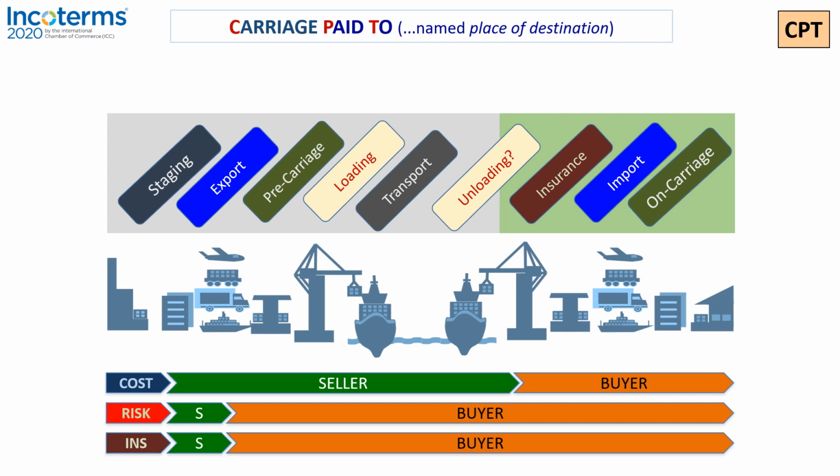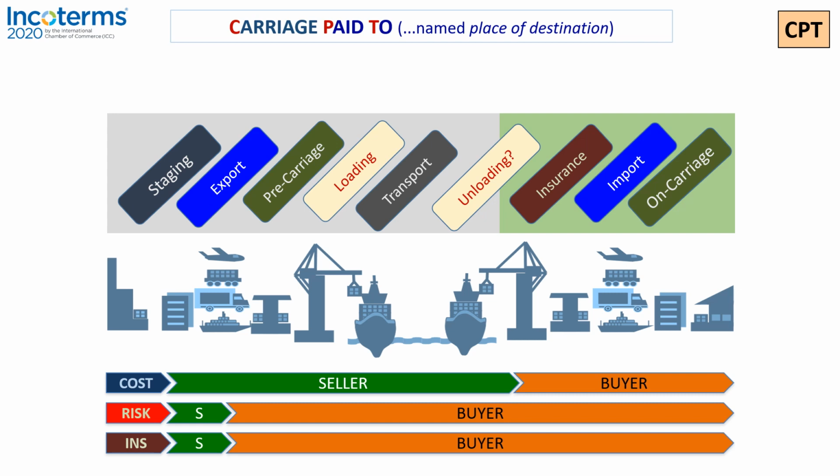Now, unloading, I put a question mark because in CPT, it depends upon what kind of cargo and what kind of transport is being engaged. For example, if it's a container shipment, it is a normal practice that the offloading of the container is done by the container terminal, and there is a TSC which is being charged, which is ultimately being borne by the buyer as per the terms in the sales contract. And there is a similar contract which exists between the seller who is contracting for the carriage up to that particular point.